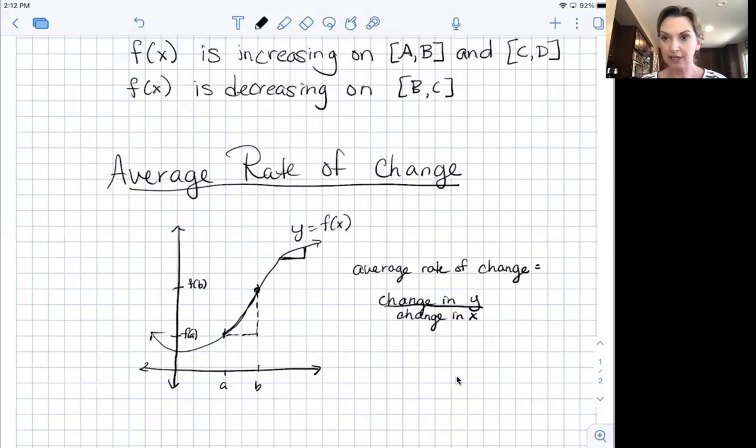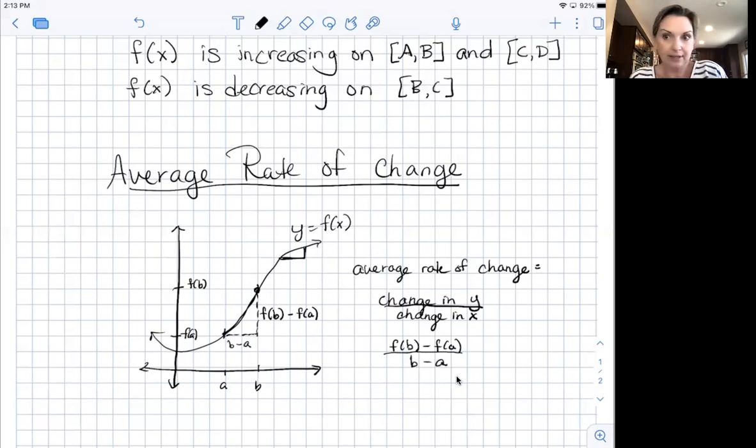Okay, change in y over change in x. The change in y for this particular little segment of this function is going to be f of b minus f of a. The value of my function at b minus the value of my function at a, the change in the y's. And then the change in my x's for that particular section I'm interested in would be b minus a. That's the change in my x's.